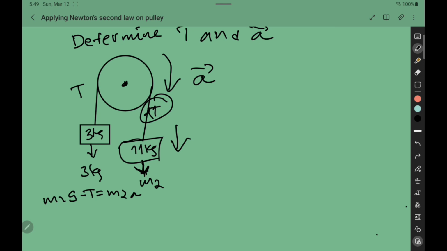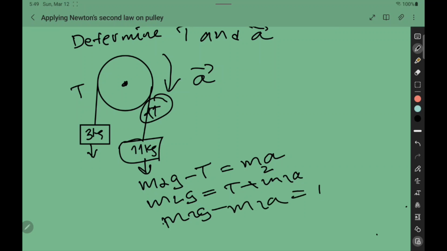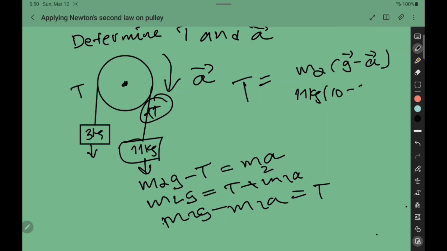To get the tension T, the weight m2g minus the tension is going to give you the net force on mass 2, m2a. So m2g is equal to the tension plus m2a, then m2g minus m2a gives you the tension. So the tension is supporting mass 2 times gravity minus the acceleration of the system a, so that is 11 kilograms times 10 minus 5.9, the acceleration. So this is 11 times 3.1, so the tension is approximately 33 newtons. So that's how you find the tension.